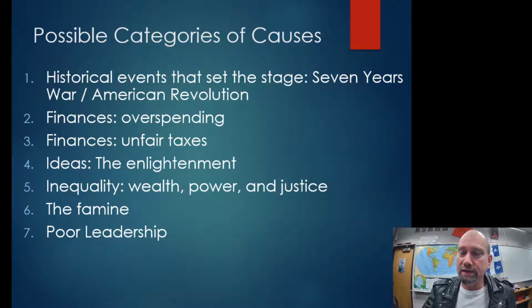Possible categories of causes. Historical events that set the stage: the Seven Years' War, American Revolution. Number 2, finances. Or you could have number 2 and 3 be combined, but finances overspending and finances unfair taxes. Finances unfair taxes could also be merged just into inequality. And number 5, which is inequality, wealth, power, and justice.